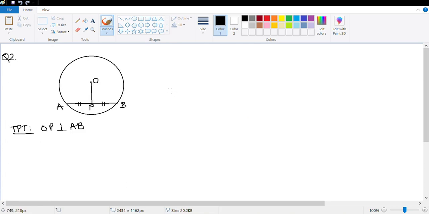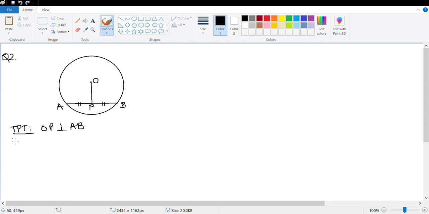Let's look at question number 2. It says the given figure shows a circle with center O. So this is the center O. P is the midpoint of the chord AB. So AP and PB are equal. We need to prove that OP is perpendicular to AB. So we need to prove that this is perpendicular.